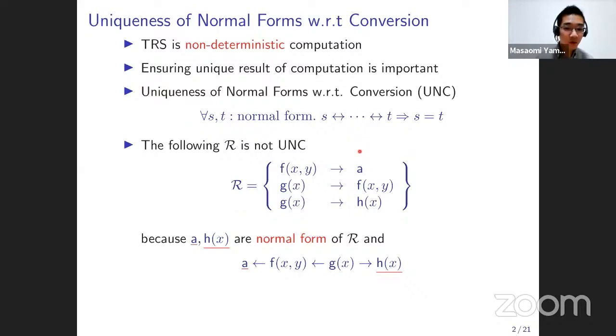For example, the following R is not UNC because a and h(x) are normal forms of R, and a arrow f(x,y) by the first rule of R, and f(x,y) arrow g(x) by the second rule. And g(x) arrow h(x) by the third rule. So a and h(x) can be connected by R, but they are not the same term. So they are a counterexample of UNC. Now the question arises, is there any procedure to decide whether R is UNC?